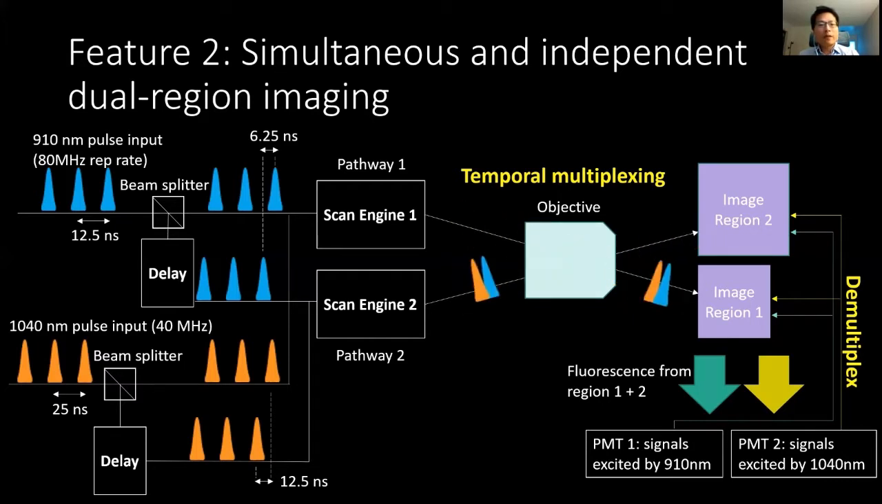So taking everything together, we can image two regions of interest simultaneously, configure the imaging parameters independently, and have each region illuminated with two excitation wavelengths at the same time.